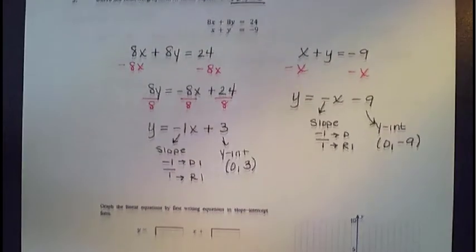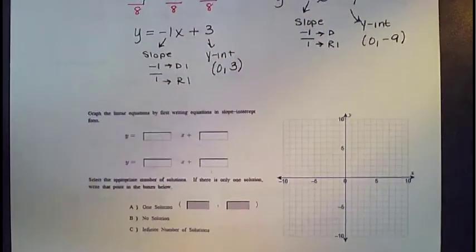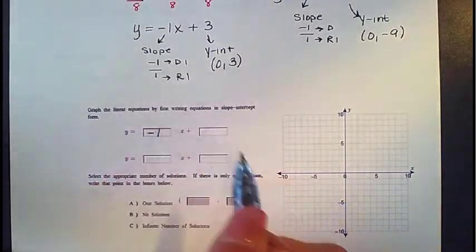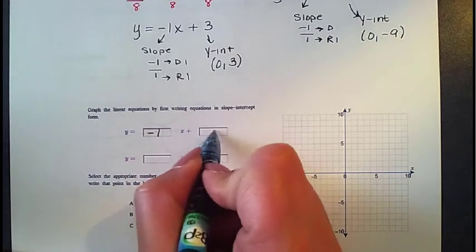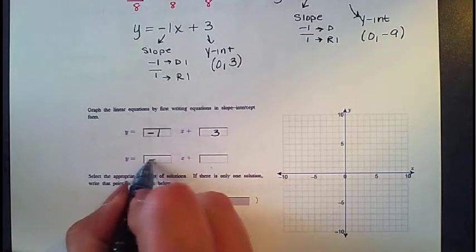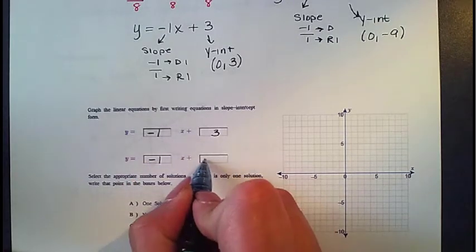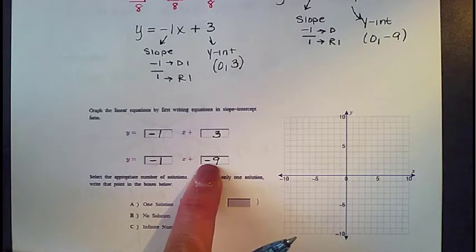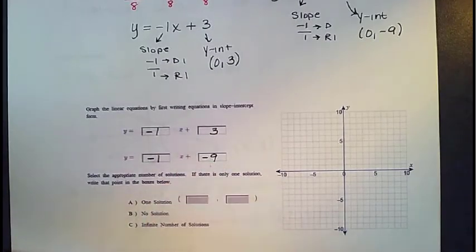Again, for your homework, when you plug this in, we need to make sure we plug in the right values here. So for our first line, we had a slope of -1 and a y-intercept of 3. For our second line, we had a slope of -1 and a y-intercept of -9. You do need to make sure that you put that negative in when you do your homework. It's automatically plus, so we need to acknowledge that it's a -9.